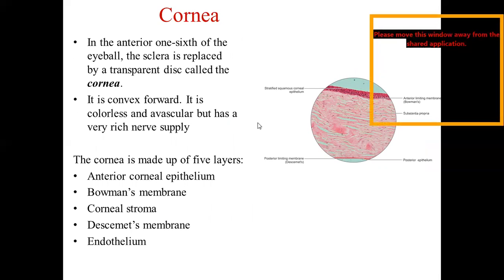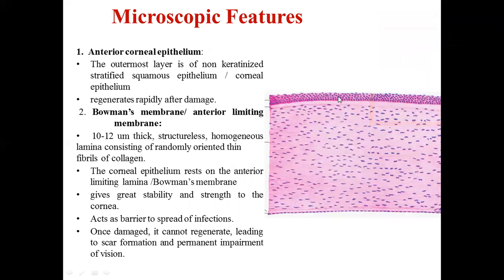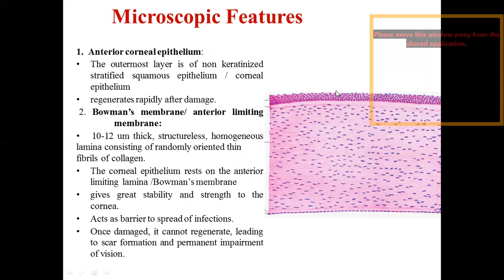It has five layers. Starting from anterior to posterior, it has the anterior corneal epithelium, Bowman's membrane, corneal stroma, Descemet's membrane and endothelium. We'll see each layer in detail. First is the epithelium. It is the outermost layer, made up of non-keratinized stratified squamous epithelium, the corneal epithelium. It regenerates rapidly after damage. Our cornea is the first thing which is exposed to injuries.